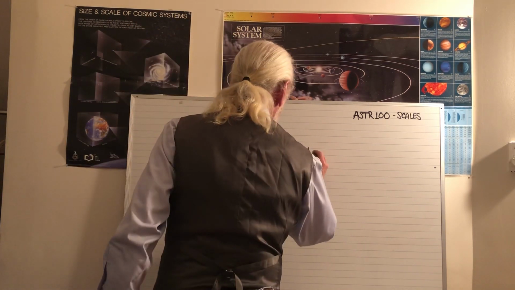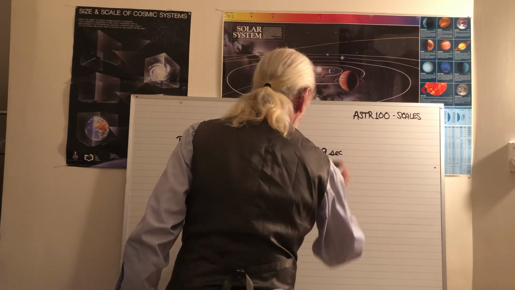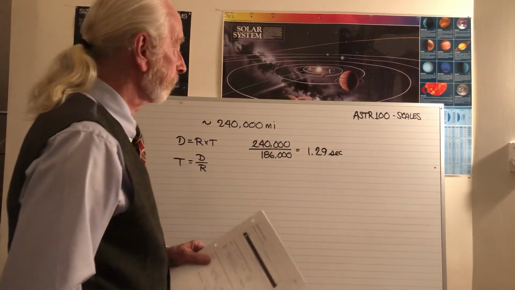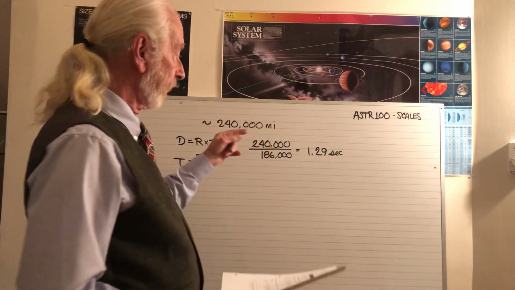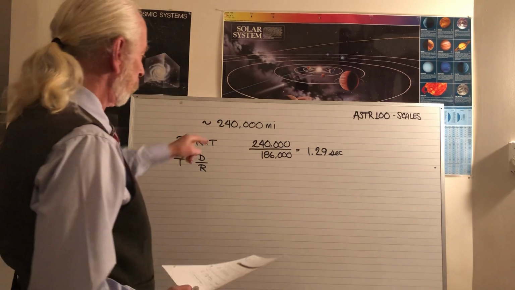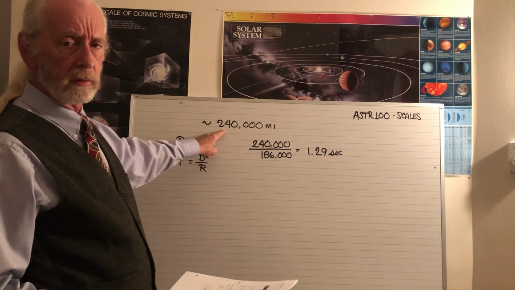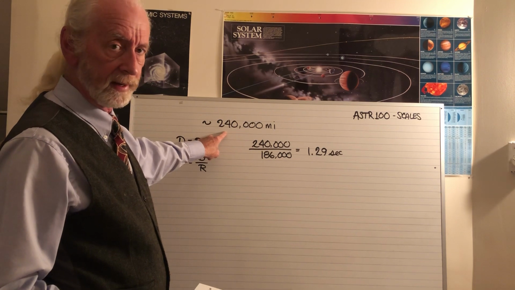Comes out to 1.29 seconds. It takes 1.29 seconds for that light to come from the moon to your eyeball. Oh, but wait, here's this distance of 240,000 miles. How do we wrap our heads around that idea?